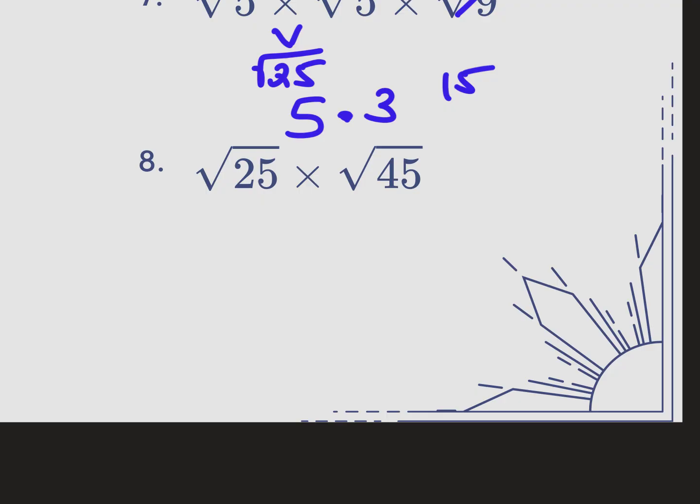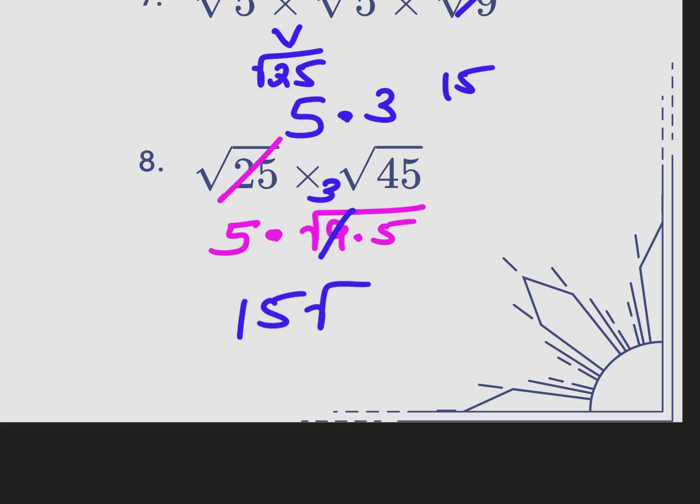Let's think about this one. What do you guys see? What's the perfect square? Good. Square root of 25 is 5. Good. Times. What can I break 45 into? 9 times 5. Perfect. Is there a perfect square in there? What is it? Good. Square root of 9 is 3. And then what do I do with the 5 that's on the outside and the 3 that I took out? You multiply. What's 5 times 3? 15. And then the square root of 5 just hangs out.